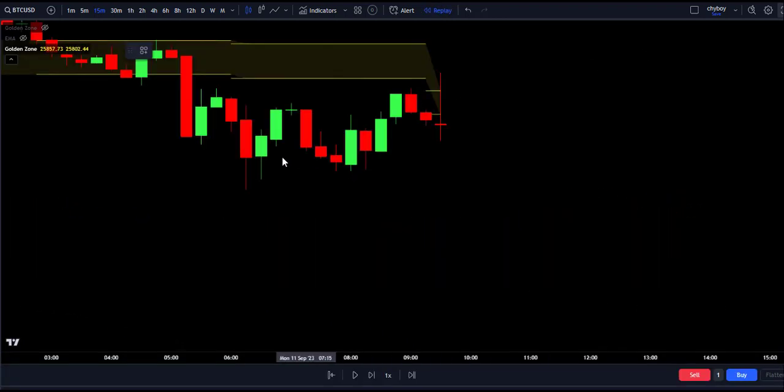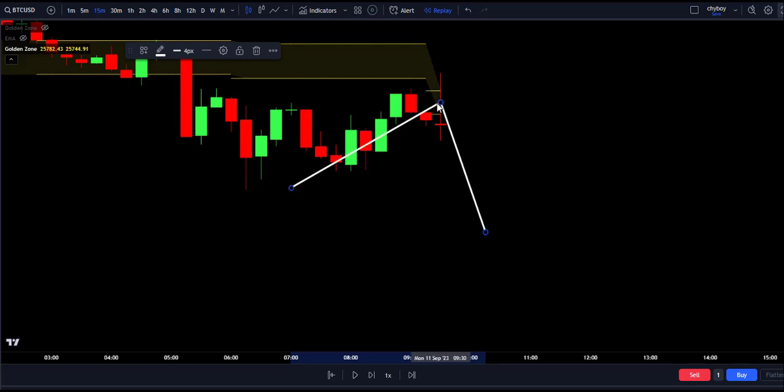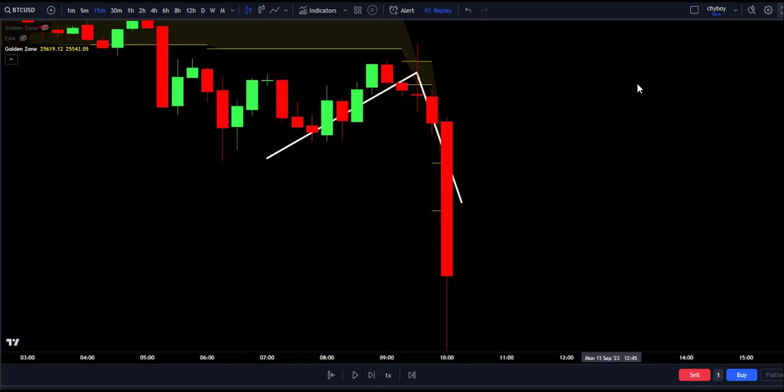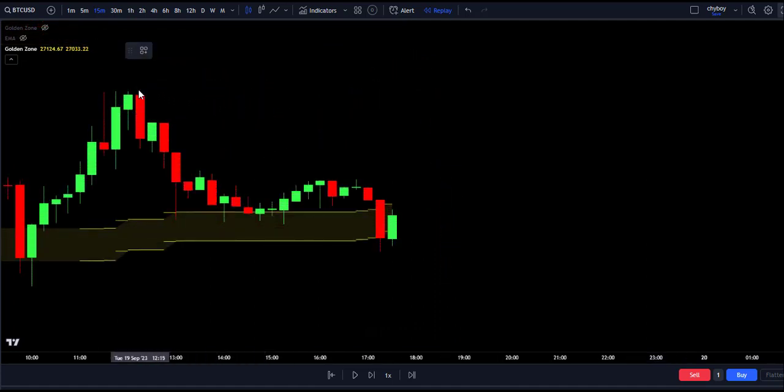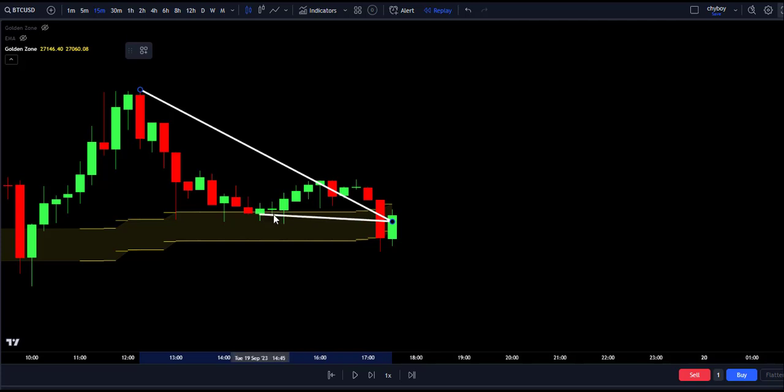For example, if a stock price is moving up and reaches the Golden Zone, a trader may look for signs of resistance and consider selling the stock if the price begins to move back down. Conversely, if a stock price is moving down and reaches the Golden Zone, a trader may look for signs of support and consider buying the stock if the price begins to move back up.